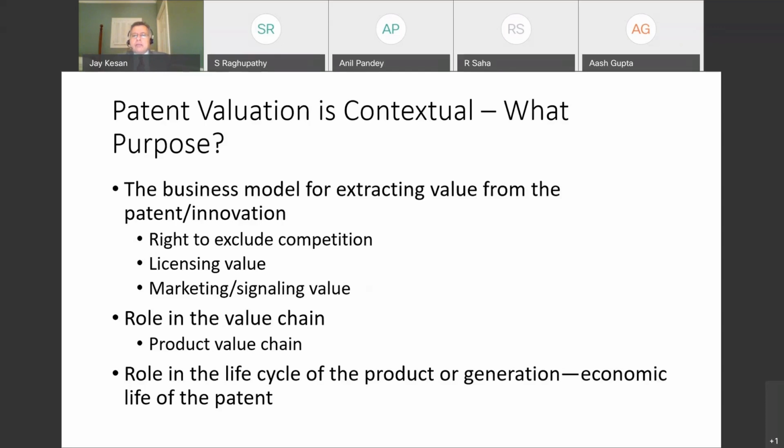The other very important consideration is understanding what is your role in the value chain in a particular product. So what do I mean by value chain? Very often when you look at the end product that is sold, it is in fact based on a number of people who have contributed to that final product.